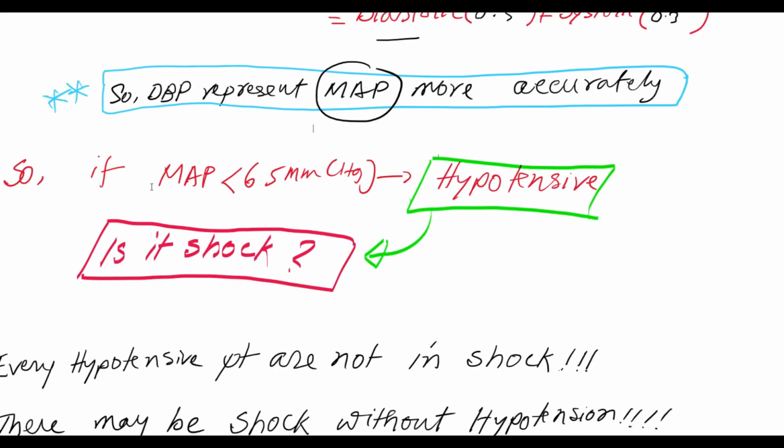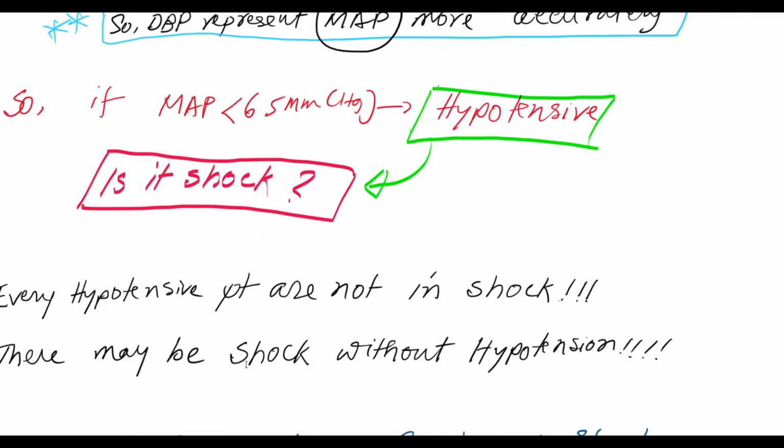Very important question. If mean arterial pressure is less than 65 mm of mercury, then you can call it hypotension. Now the question is, is the patient in a state of shock? Hypotension invariably leads to shock. But every hypotensive patient is not in shock. Mind it, every hypotensive patient is not in shock, and there may be some types of shock without hypotension. What does it mean? Usually, a hypotensive patient leads to shock. Okay, but there are some shocks without hypotension.